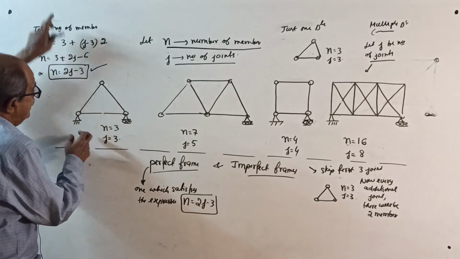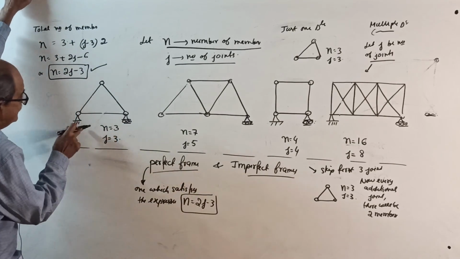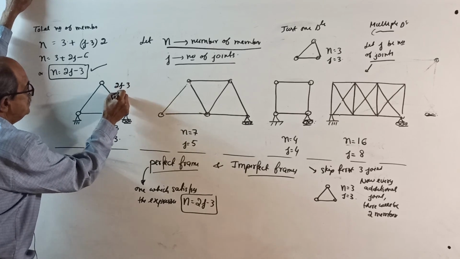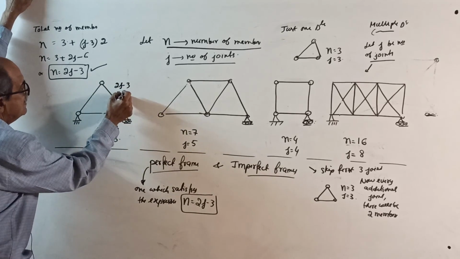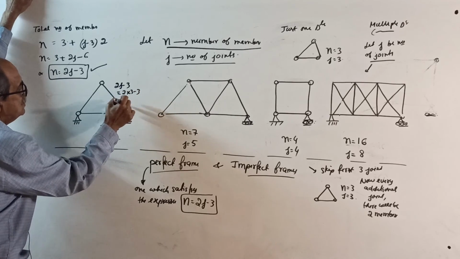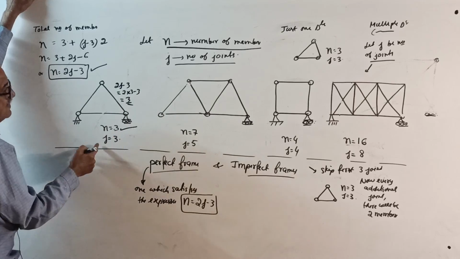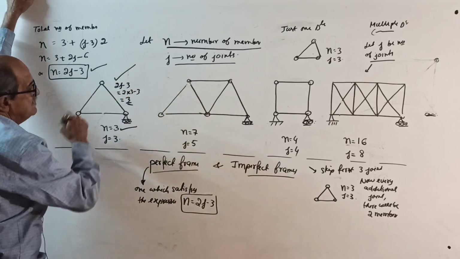Now start. Number of members is 3. Check here, this joint. What is 2j minus 3 here? 2 into 3 minus 3, 6 minus 3 is 3. Yes, n is 3. Satisfied.